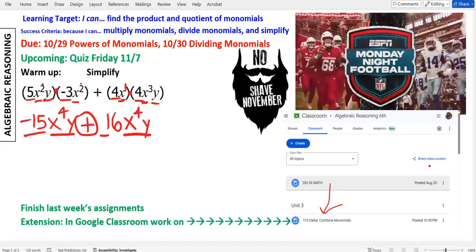1. Now, whenever there's a 1 out front, invisible math, you don't have to write it. So that's going to be just x to the 4 y. Negative 15 plus 16 gives you 1, but you don't have to write it, so this is your final answer. Okay? Now, you could use Desmos to verify, okay? Now, that was the warm-up for today.